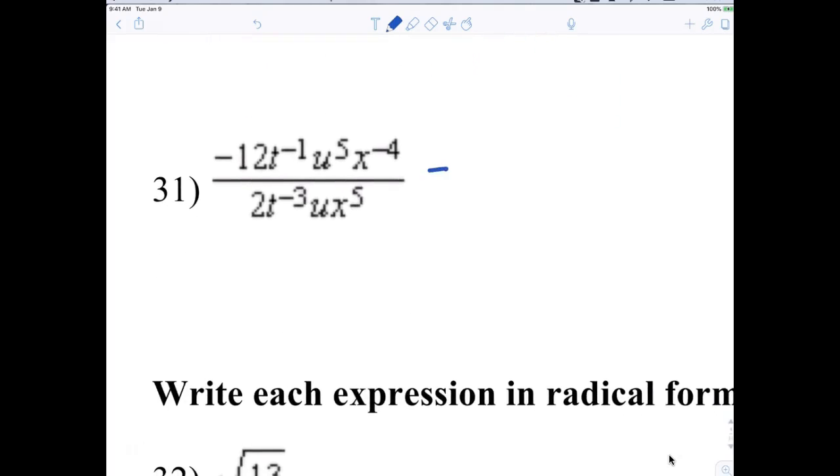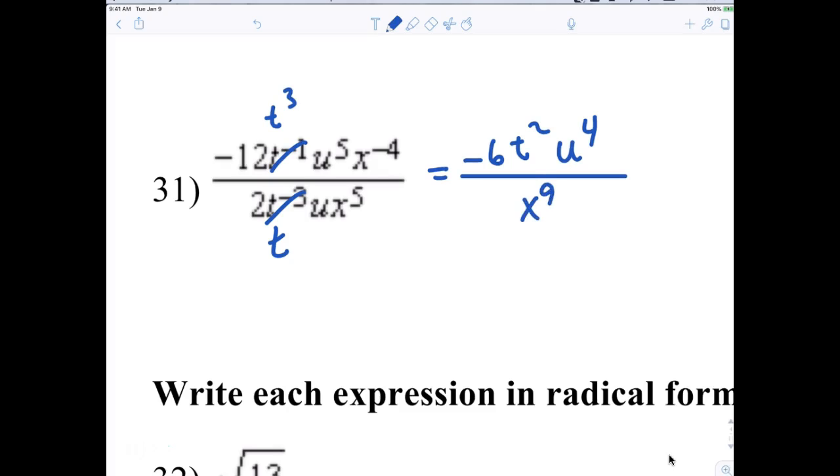All right, 31. Here we go. All right, Max, tell me. Would it be like negative 6? Okay, good. So I'm going to make a fraction. I'm going to put negative 6 over 1, and then on top you put T to the second. Very good. T to the second. Now, just to make sure, I'm just going to write this: T cubed and T. That's what I did. And then on the top you put U to the 4th. Beautiful. And then on the bottom you put X to the 9th. Wow, that's very nice. Everybody good with this? Good? Okay, here we go.